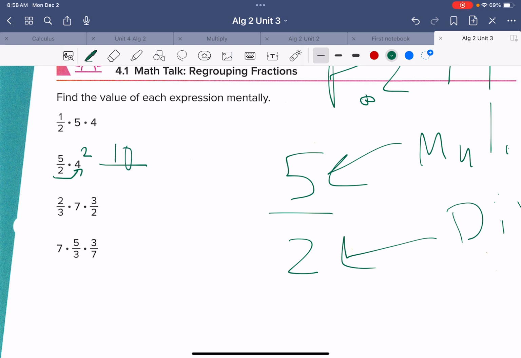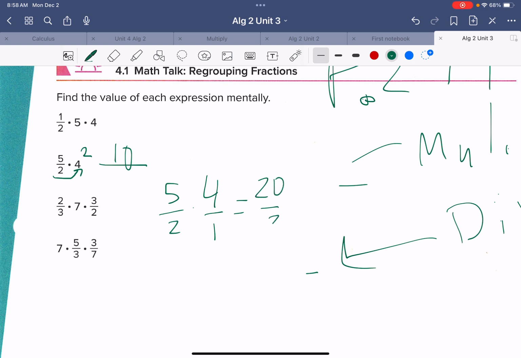You can also just multiply straight across. You could also just multiply 5 over 2 times 4 over 1, and then you get 20 over 2. And you're like, well, why don't I just use a calculator?